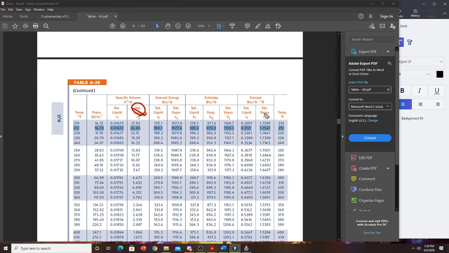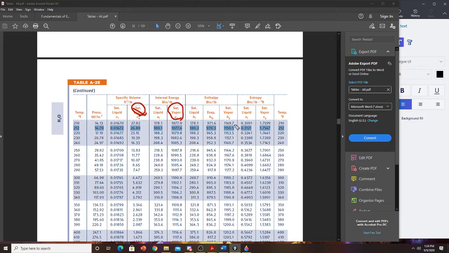Anything else? Nothing? Let's take that one too. And now really quickly, I don't believe we want enthalpy. This is a closed system, right? So we don't want enthalpy.